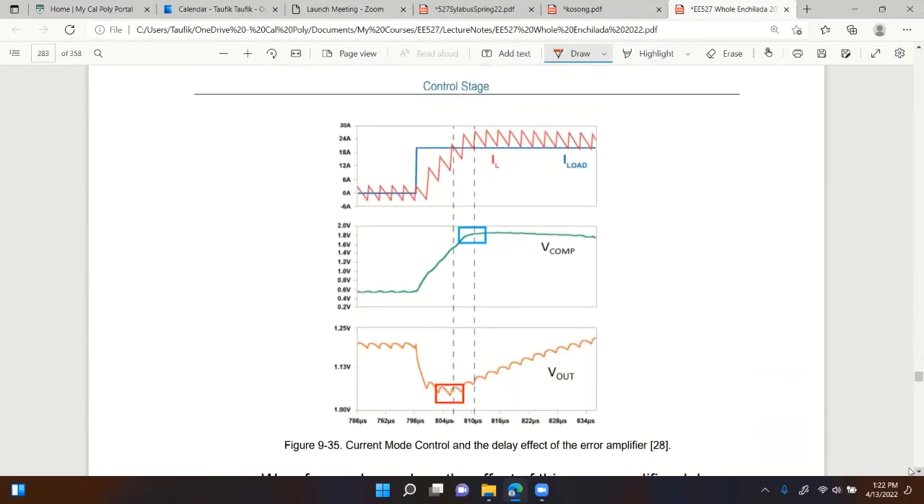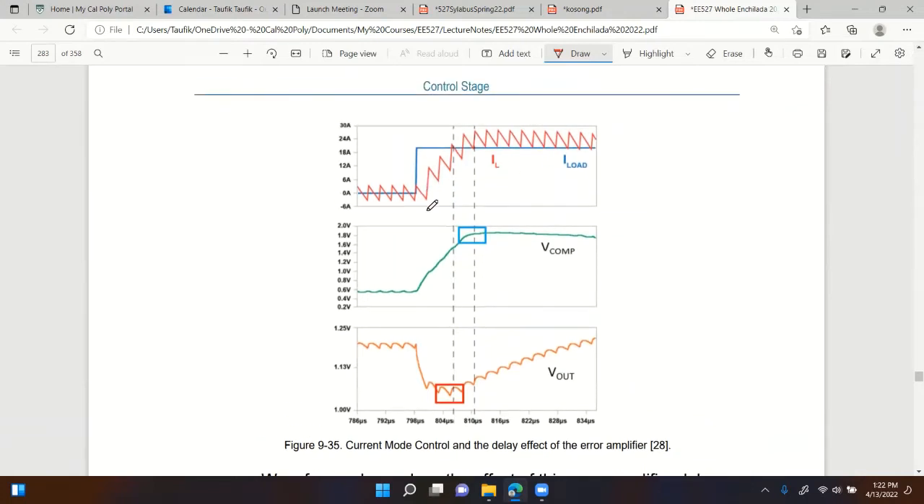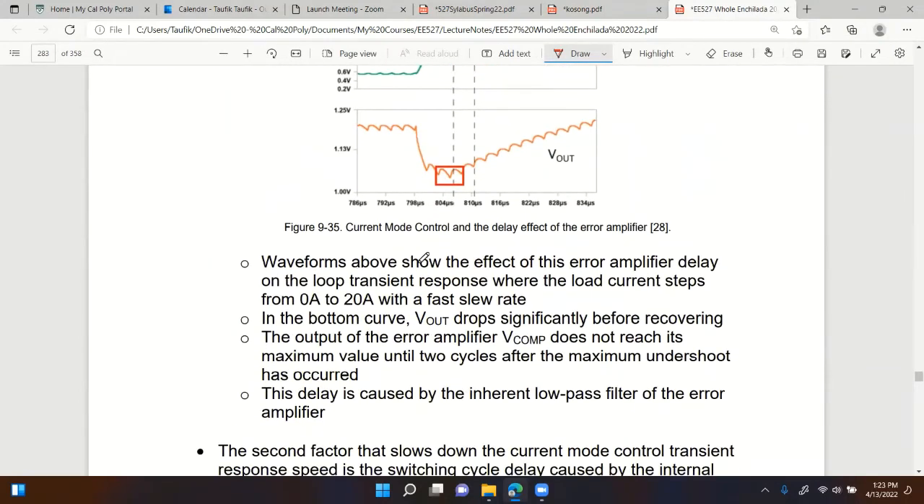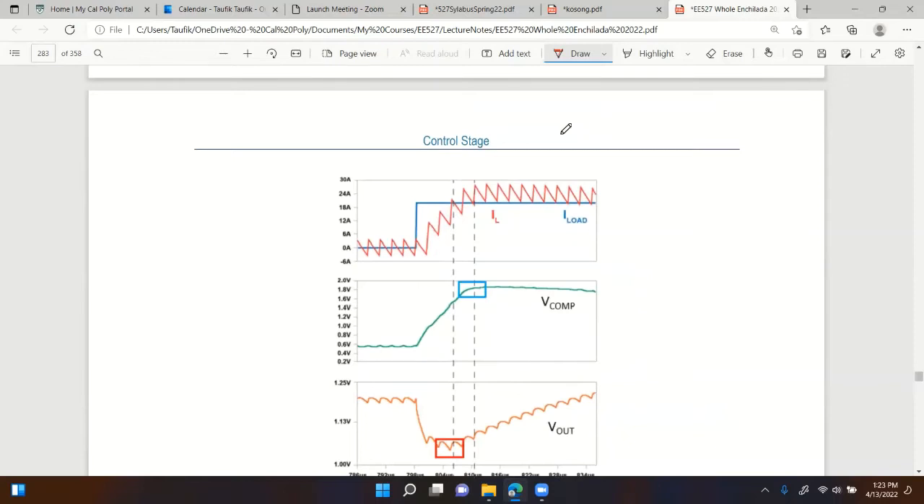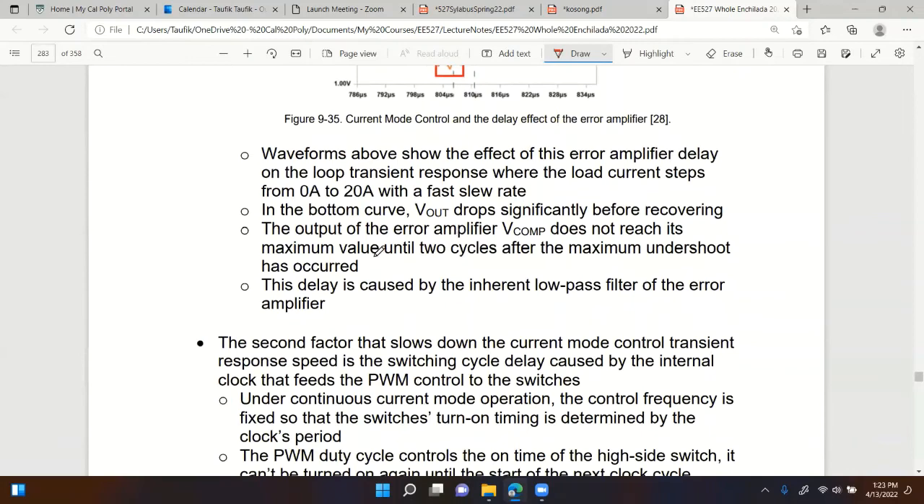Here's an example. The waveforms above show the effect of this error amplifier delay on the loop transient response, where the load current steps from 0 amps to 20 amps with a fast slew rate. So there's a change in the current, the blue one right there, and in the bottom curve, the output voltage drops significantly before recovering.